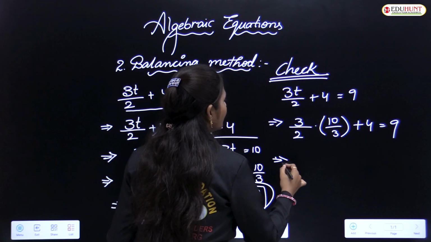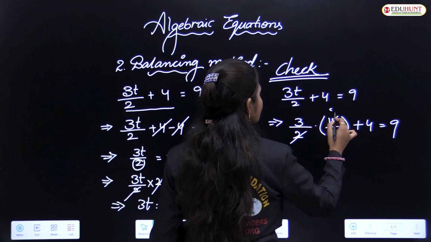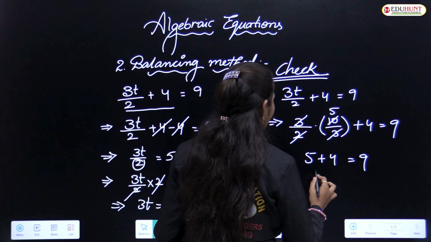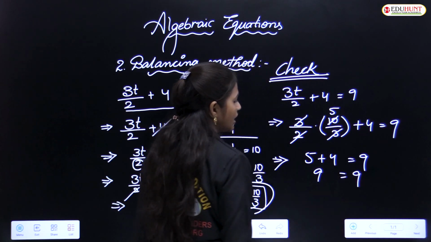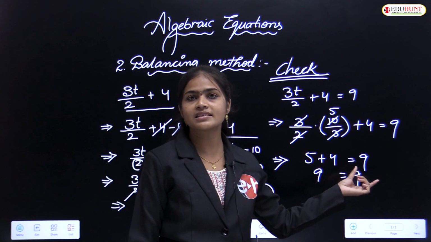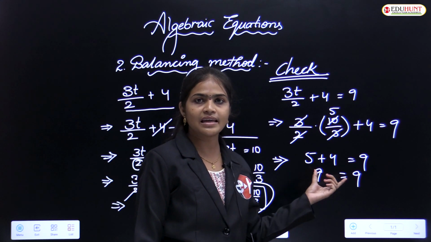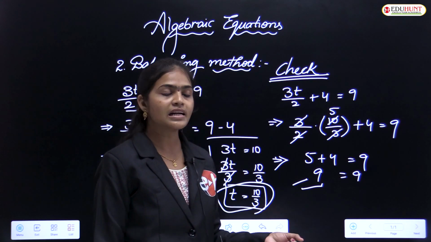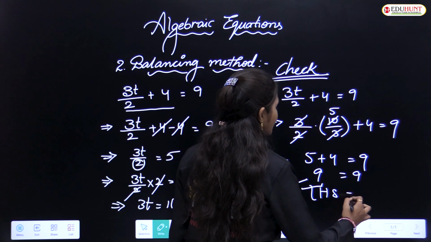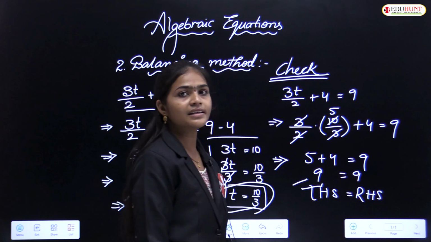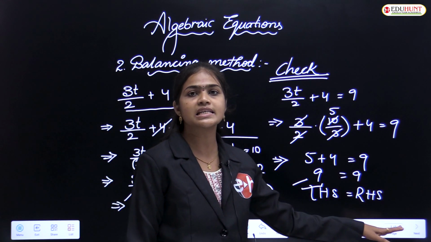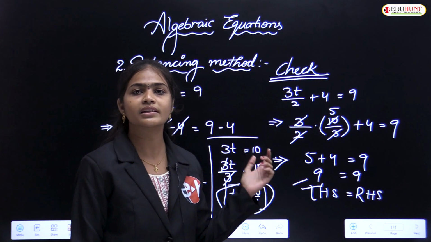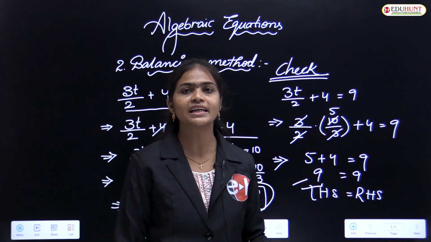So is it satisfying or not? Once see. Here 2 fives, and here 3 and 3 get cancelled. So 5 plus 4 is equal to 9. So LHS and RHS have the same values or not? Same values only, no? The value we got in LHS, the same value we got in RHS also. So that's why LHS is equal to RHS. So finally, in the check process, if you get LHS equal to RHS, then we can say that the value we got is the correct value, that is the root or solution of the given equation.